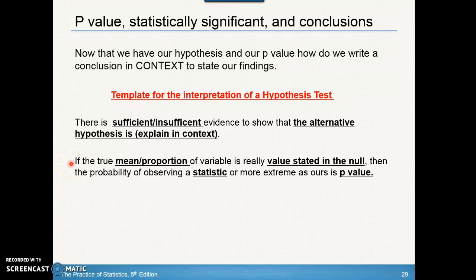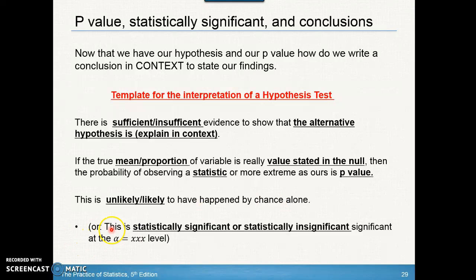So we're looking at the curve based on the mean or proportion of the value stated in the null and giving the probability of observing the statistic that we collected to test the null and alternative. Okay, this is unlikely or likely to have happened by chance alone. It's likely to have happened by chance alone if the p-value is high and you're failing to reject the null. It's unlikely to have happened by chance alone if you're rejecting the null, and that's saying that, hey, our statistic was really far away from what the true value should be, so we really think that true value is incorrect. Okay, you could also say this is statistically significant or statistically insignificant at the alpha equals 0.05, 0.1, whatever level.